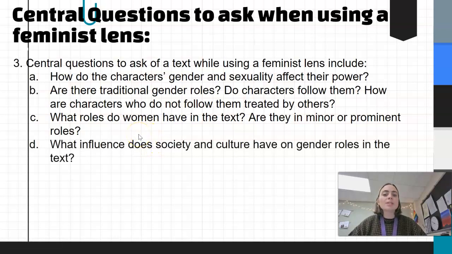Next question is, what influence does society and culture have on gender roles in the text? So remember, our society and culture, we are in the 1930s. We are in California on this migrant worker ranch. So that's the kind of societal cultural norm. And how does that moment in history impact the way that people see gender? Do they look at men and women differently than we do now in 2023?